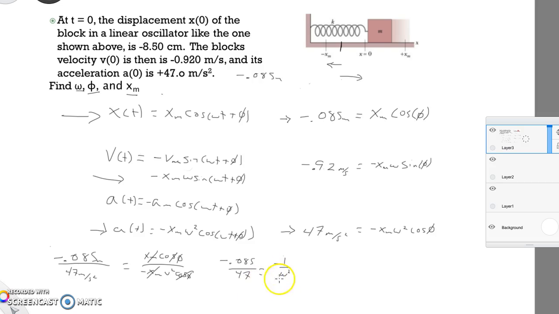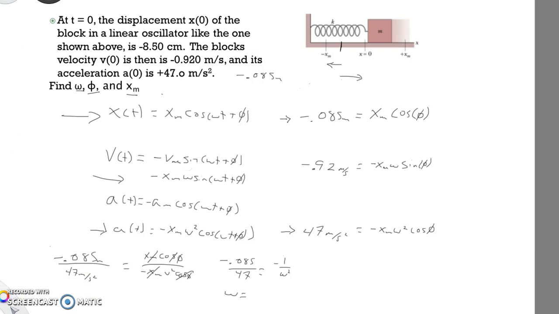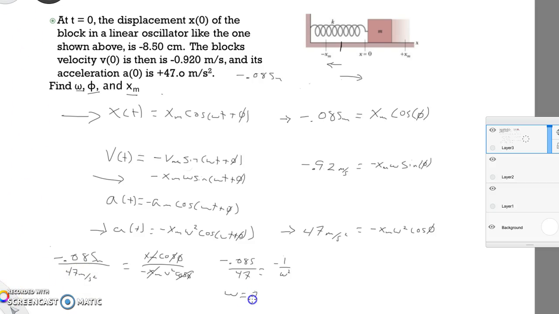So we can solve this: we'll multiply that up, multiply that over, divide that over, take the square root, and get that omega is equal to 23.5 radians per second.